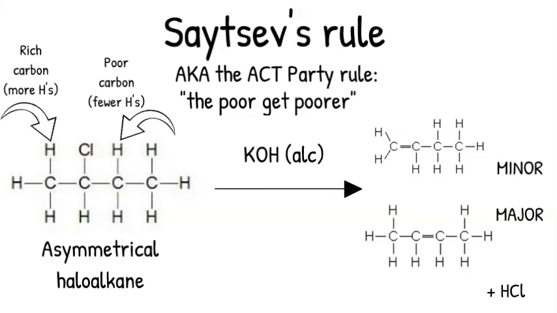Just one last thing, if you produce but-2-ene as your major product here, you can also form cis and trans isomers, and this is something to look out for.